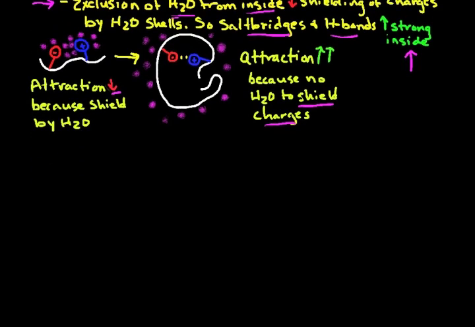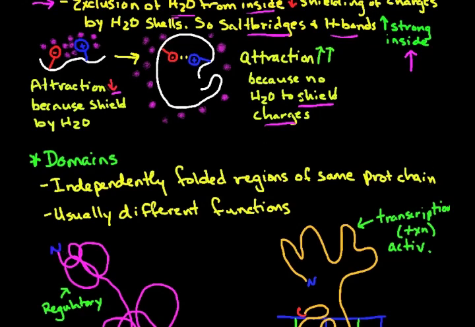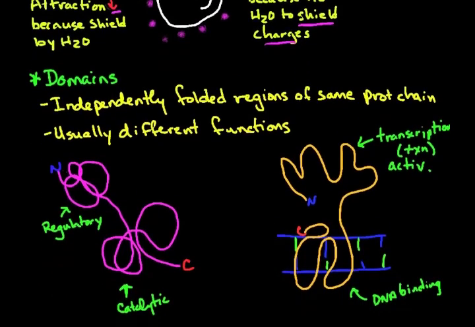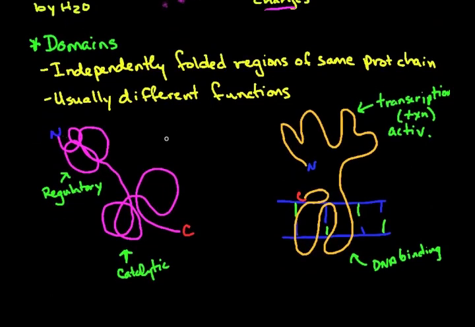Okay. All right, so now we're going to talk about a special example of tertiary structure. Motifs are secondary structure arrangements. Domains are tertiary structure related structural things. Okay, so that was a technical term there, structural things. Domains are independently folded regions of the same protein chain.